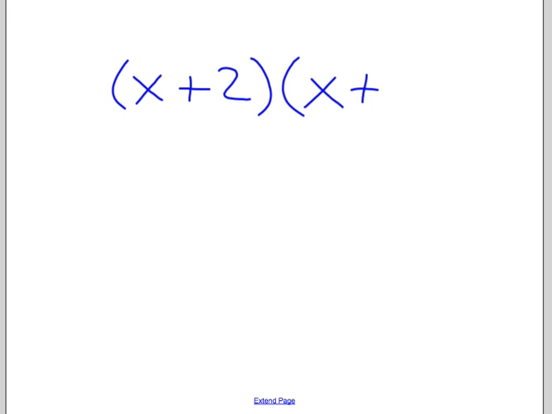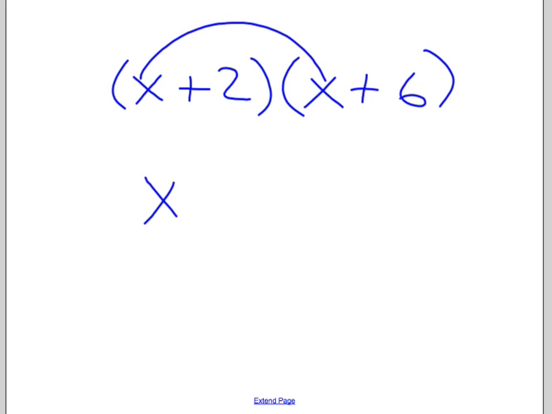If I have two binomials that are being multiplied, what's the method we use to expand it? The FOIL method. We take the claw method for some of you.